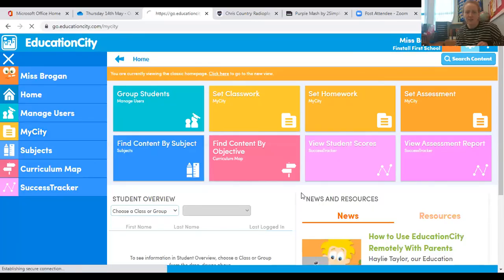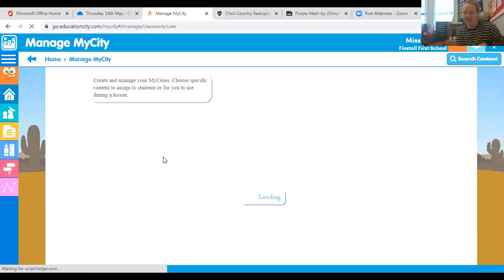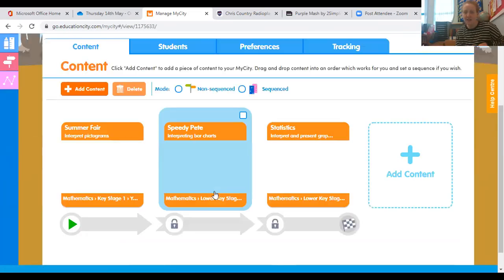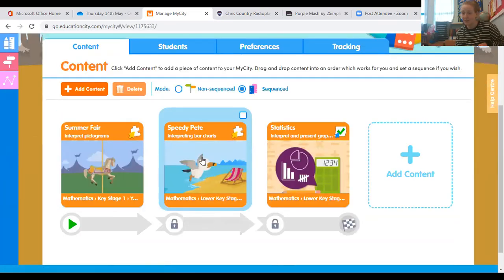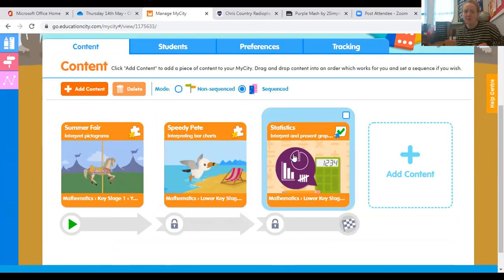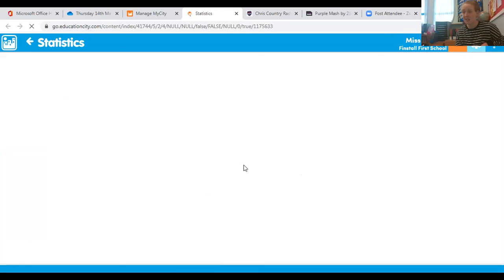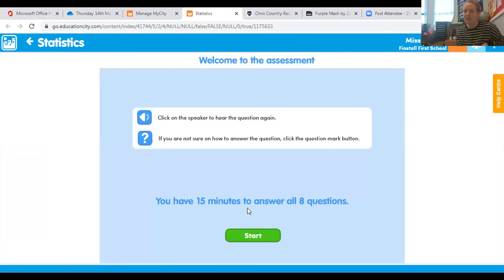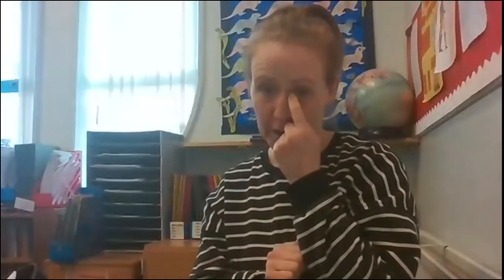Let me go back in and find it. So remember, in your city, you've got a folder called Handling Data in here. You have to have completed yesterday's Speedy Pete and got 80% or more. And then you go into the statistics, which is the assessment here. There is a 15-minute assessment there. It should take you no more than 15 minutes. Answer the questions, and then we can see your scores. There's only 8 questions. You've got 15 minutes to do it. So we can see all of your scores and how you're getting on in this unit of work.